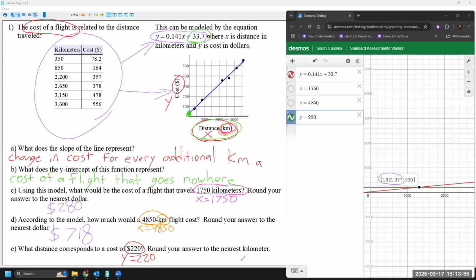And it says round to the nearest kilometer. So it means round to the nearest whole number. So that means my answer is 1321 kilometers. So what kind of a flight would cost me $220? One that goes about 1,321 kilometers. Okay. All right. Now, all the problems are pretty much the same. We'll go over the first two, but all the problems are pretty much the same.